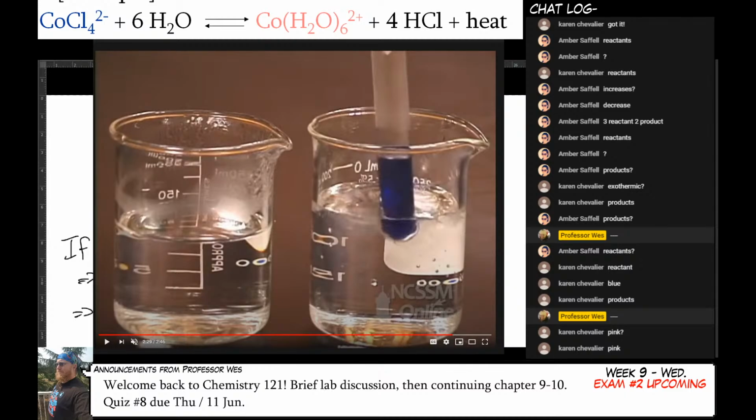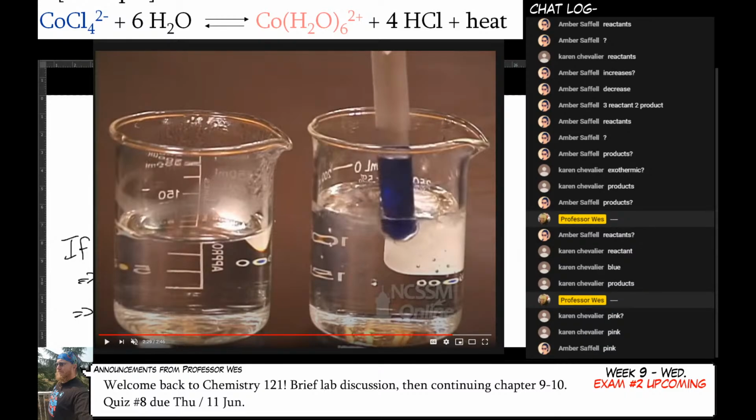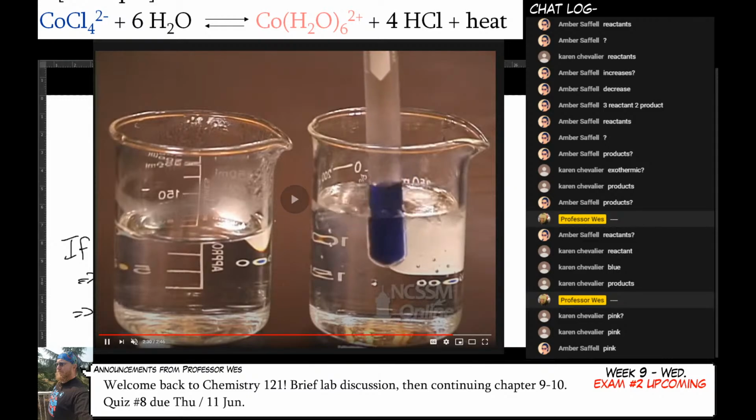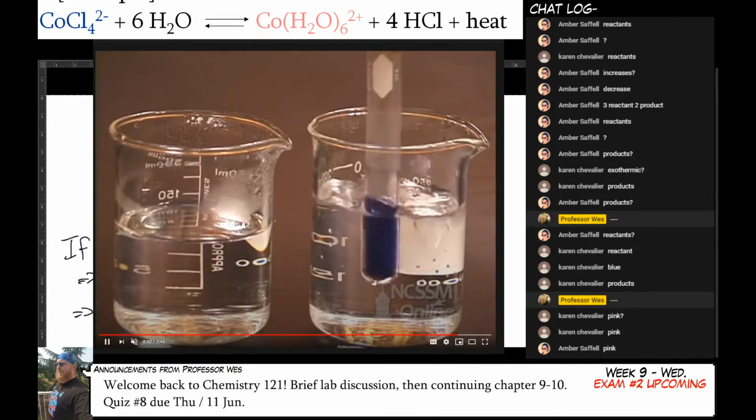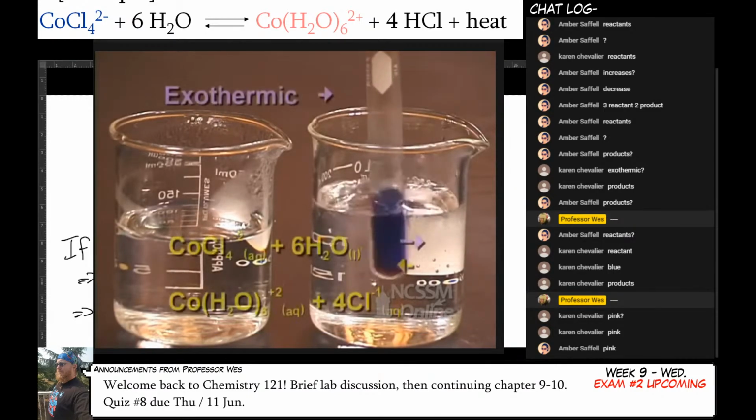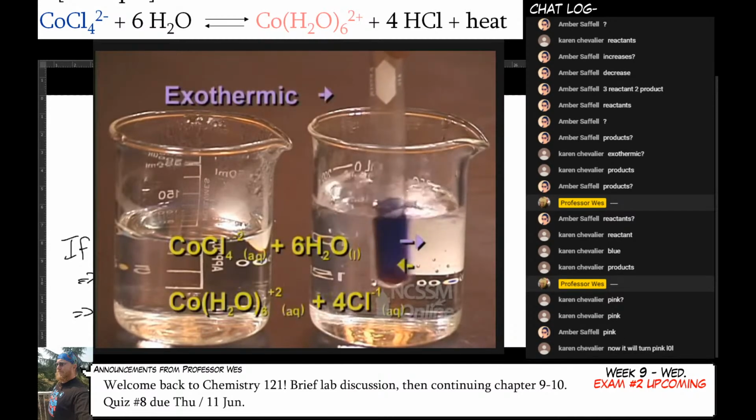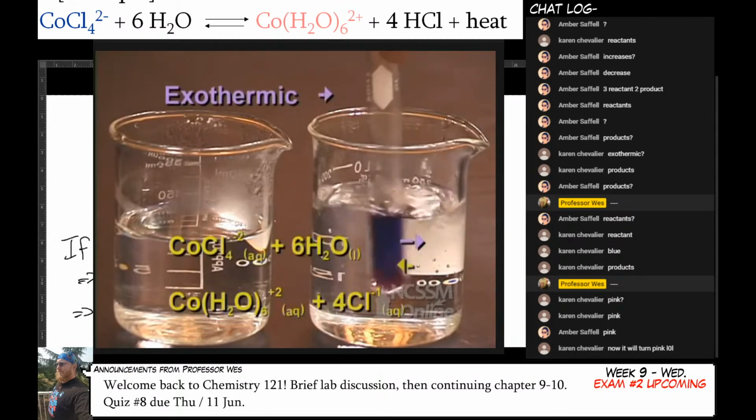What color will it turn now when I put it in here? Will it turn more blue or will it turn to pink? Good. It will now turn pink because pink is on the product side, and I need to make more products to replace the heat that I lost.